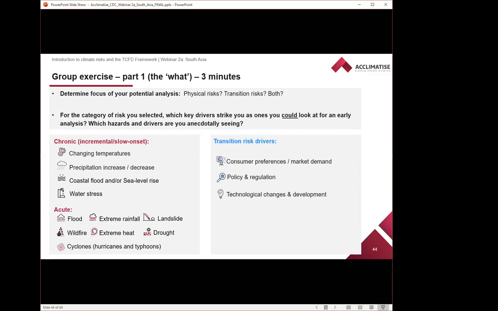So everyone, if you can please go click that link, and you will be asked to think about the focus of your potential analysis, physical risk or transition, and which key drivers or hazards you're facing. And please let us know if you have any problems with accessing that link, but everyone should be using the link now.